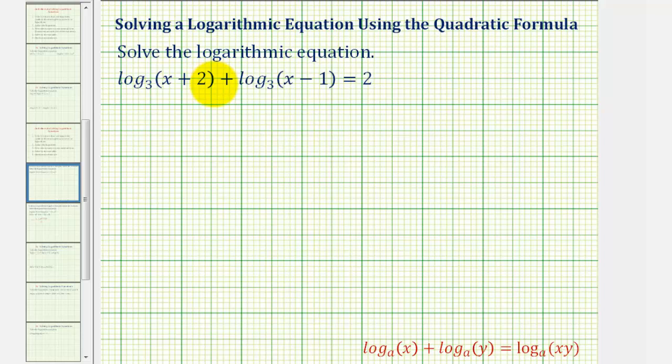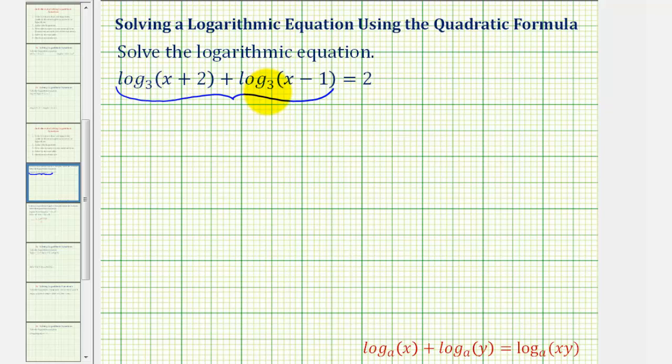Welcome to an example on how to solve a log equation that also requires the use of the quadratic formula. Looking at the given log equation, if we combine the two logarithms on the left, notice how we have a sum of two logs, then we can write the log equation as an exponential equation to solve for x.